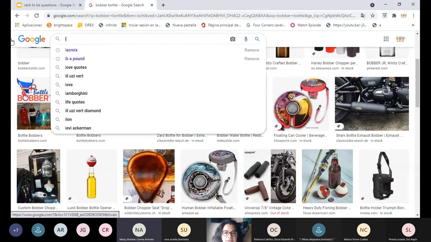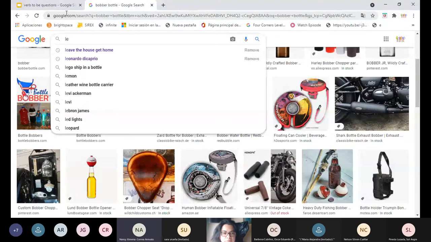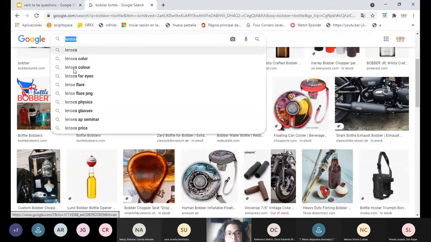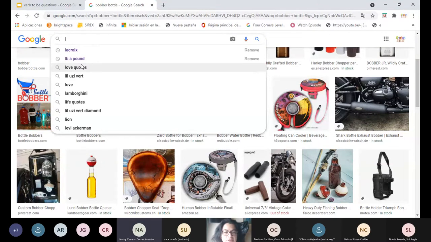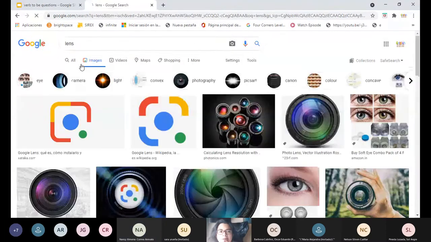L. It's made of aluminium. It comes in different colors. It's from China. It has a lens. Is this the word lens? Esta palabra que te estoy mostrando es la que me estás diciendo. How do you spell the word? L, E, N, S. Ah, lens. Okay, this is what you mean?